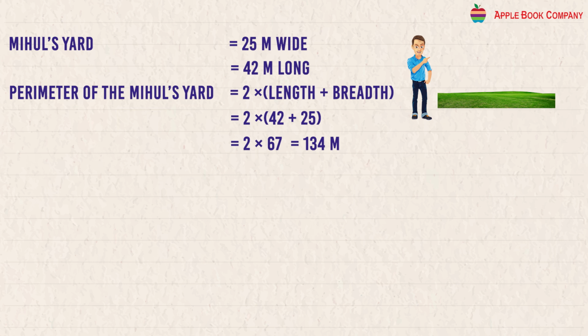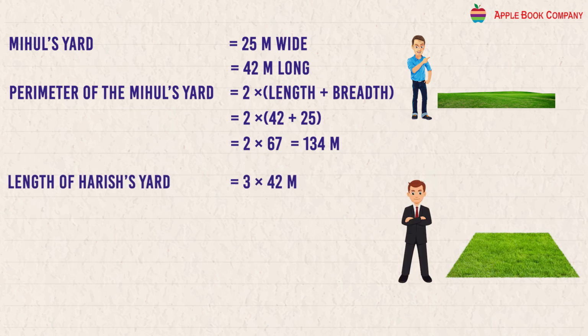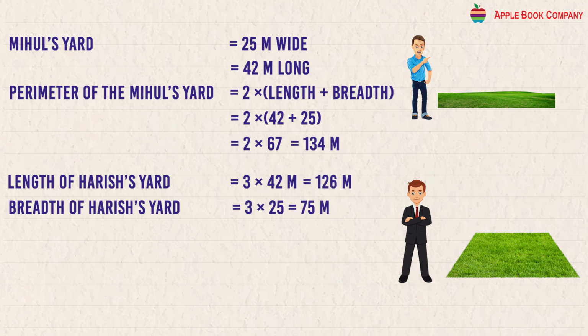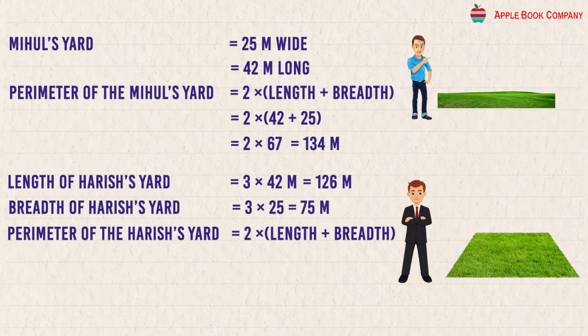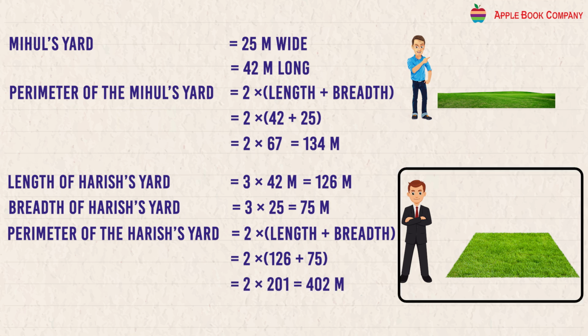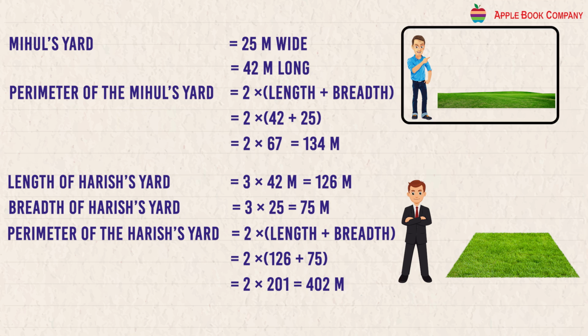Now let us calculate Harish's yard. Length of Harish's yard is equal to 3 into 42 meters, which is equal to 126 meters. Width of Harish's yard is equal to 3 into 25, that is 75 meters. Perimeter of Harish's yard is equal to 2 into (length plus width), equals 2 into (126 plus 75), equal to 2 into 201, is equal to 402 meters. Harish's yard has a longer perimeter of 402 meters compared to Mehul's yard, which has a perimeter of 134 meters.